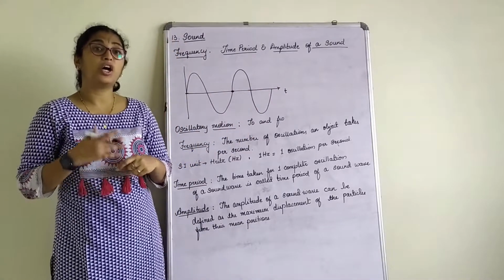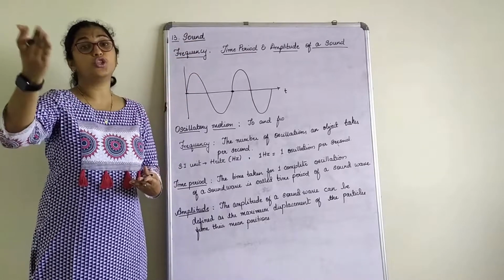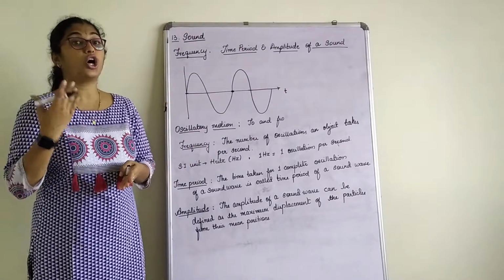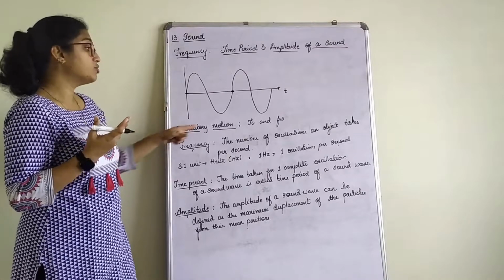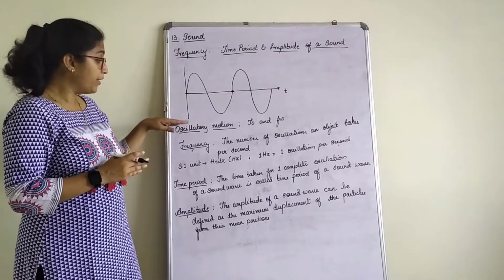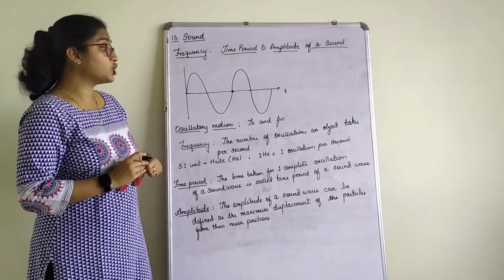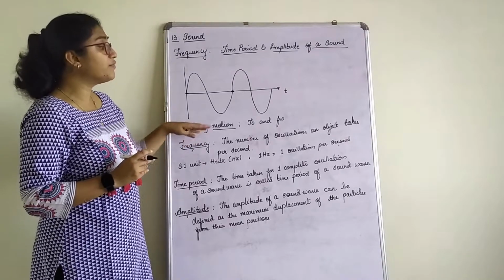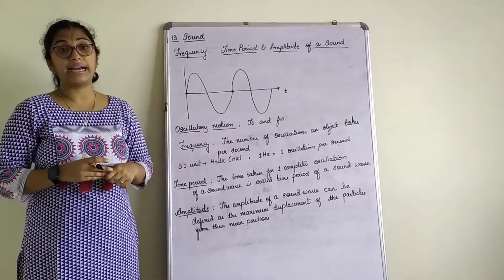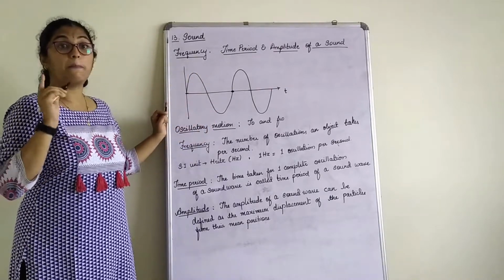Now, what is oscillatory motion? The to and fro motion of an object, like a pendulum or a swing, is an example of oscillatory motion, right? With that respect, we define frequency. The number of oscillations an object takes per second is called frequency.